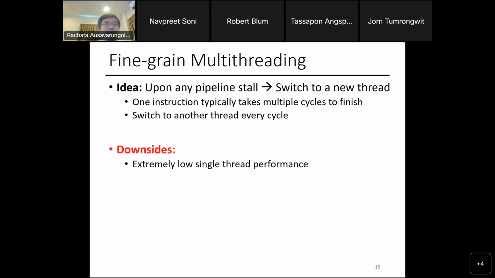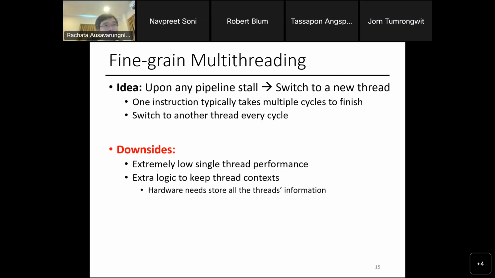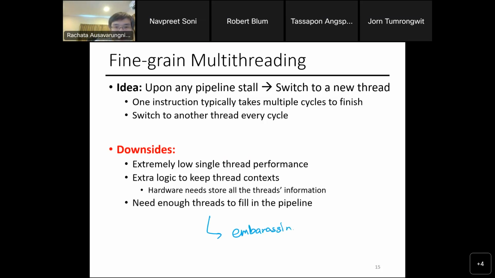So what are the downsides? When you look at single thread performance, it's going to be horrible, extremely horrible. You also need to build extra logic to keep all the data for all the threads that you want to run. And you also have to write a program that has enough parallelism to fill the pipeline. This type of program is typically called embarrassingly parallel. So the programs that run well on the GPU are going to be embarrassingly parallel. You can do so many things, like 10,000 different things in parallel. Awesome, run those on a GPU. If you can only do like 4 things in parallel, make sure you run those on a CPU.